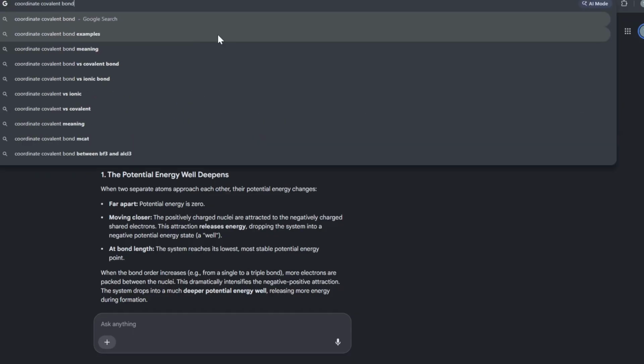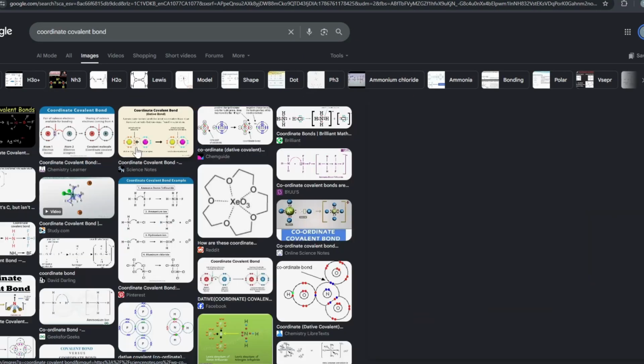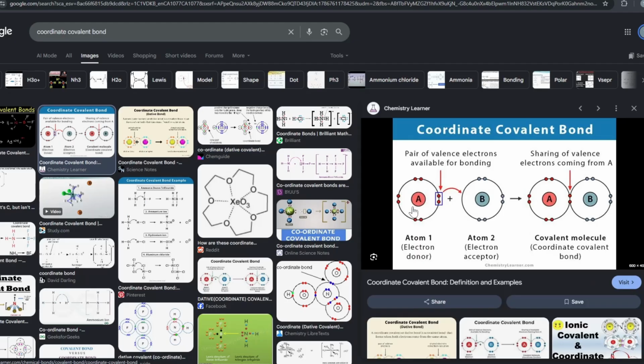covalent bond. So this is a good image that shows here that atom A is sharing both the electrons. So usually it would be a sharing of one and the other one shares as well, right? But with this one, only one of them is sharing both. Okay, so that's a coordinate covalent bond.